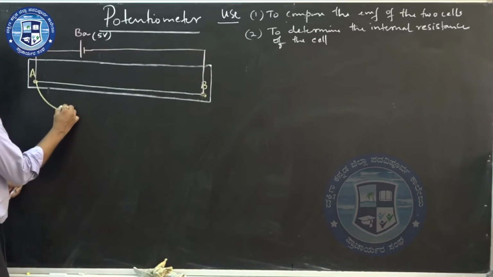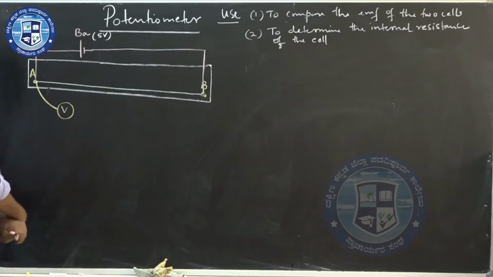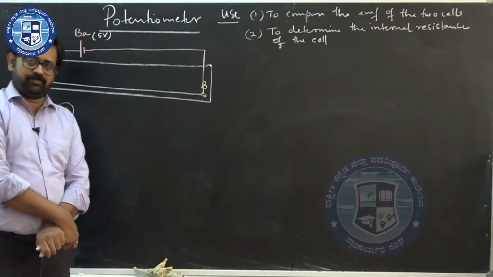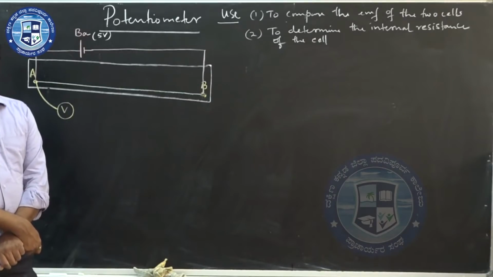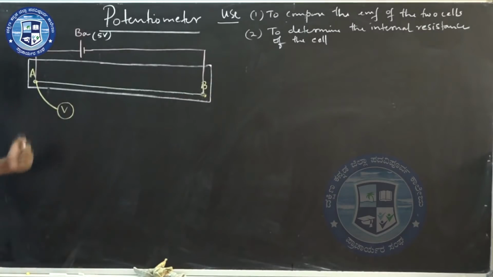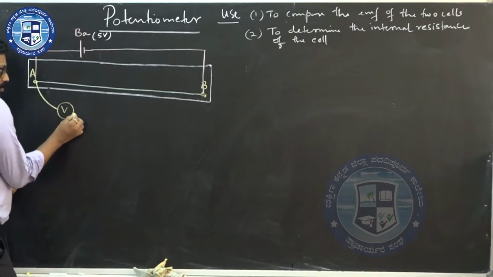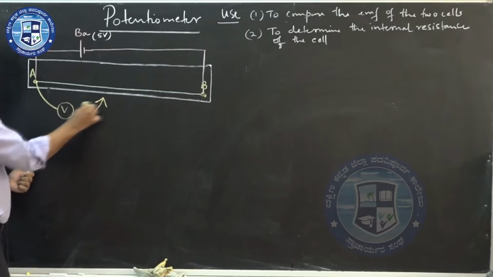The other end of the wire is connected to an instrument called voltmeter. You are familiar, even this voltmeter is also one of the ohmic devices. Ammeter, voltmeter, and in the last session I mentioned about galvanometer, they are all ohmic devices. Voltmeter is an instrument used to measure a potential difference. The other end of the voltmeter is connected to, any idea?